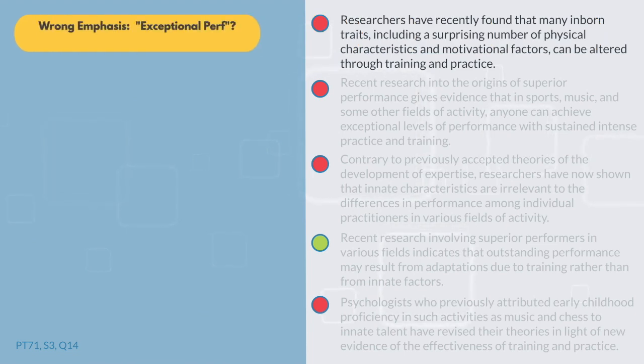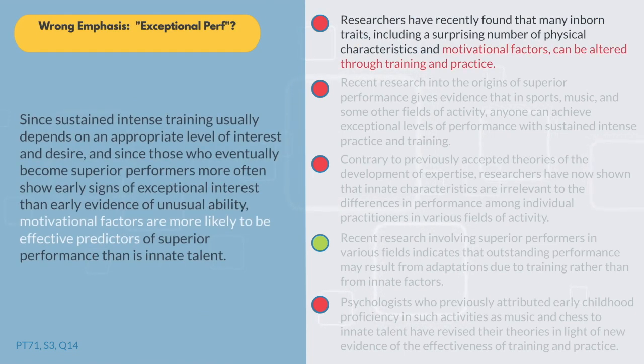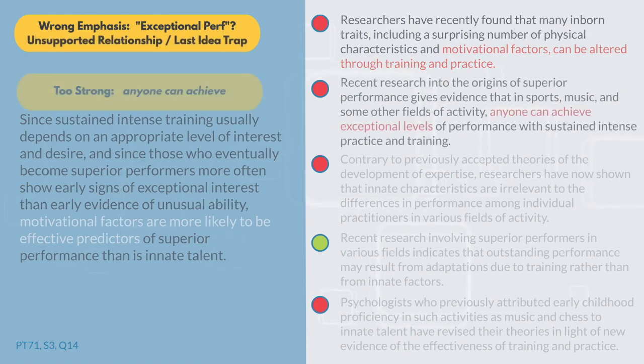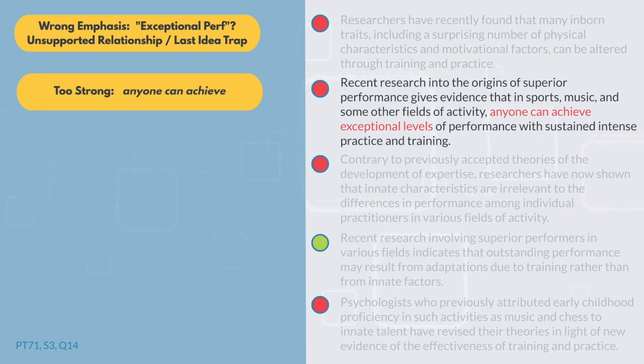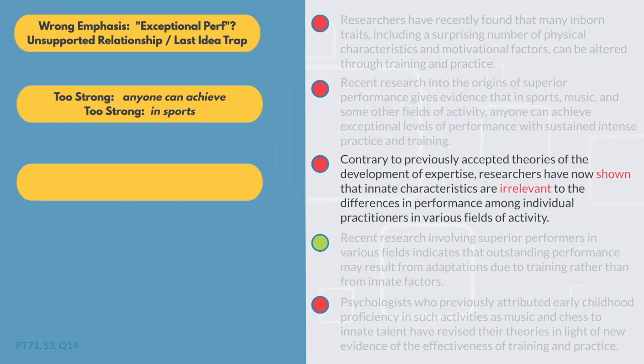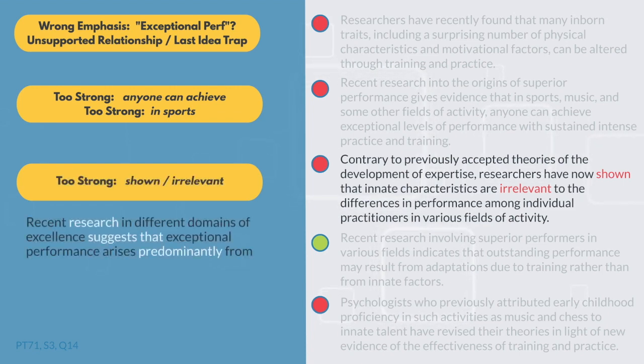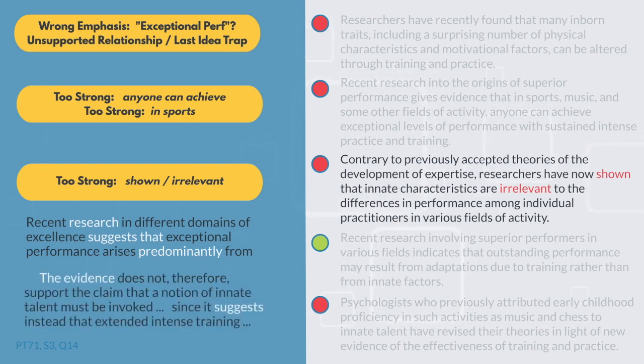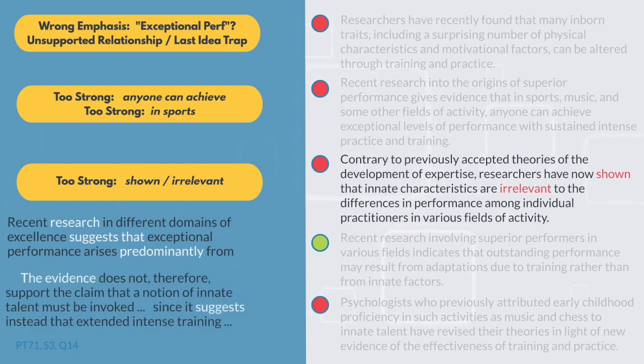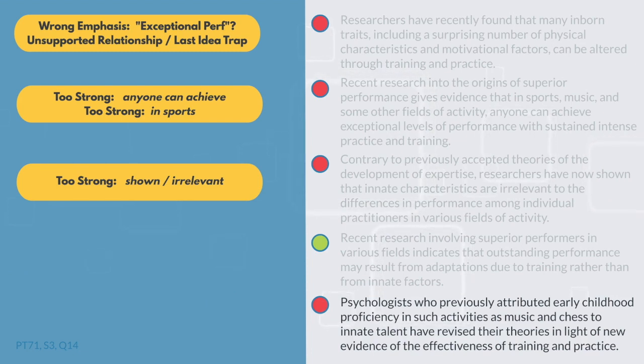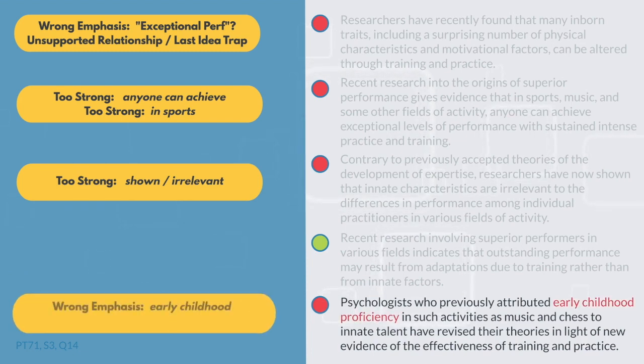A, we said was wrong because it had the wrong emphasis, but it also just said something untrue at the end. It never said that your motivation can be altered through training. That's just like a word salad of the final ideas in the passage. As discussed, B is too strong because it's not fair to say anyone can achieve this. C is too strong because it's saying research has shown innate is irrelevant, but we said research suggests innate is predominantly not what's going on. So again, checking our most valuable sentences chases us away. The last one's focused on early childhood proficiency, which is not anywhere close to the central topic of this passage. And nobody's revised their theories, the author is just challenging some people.